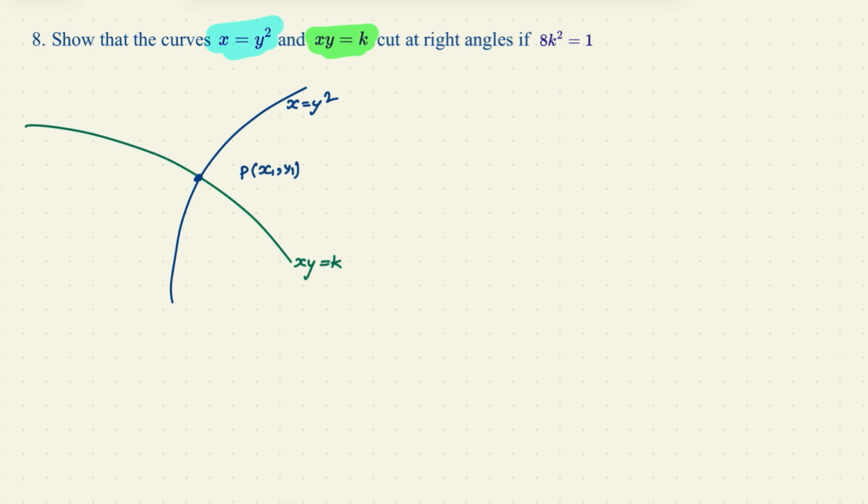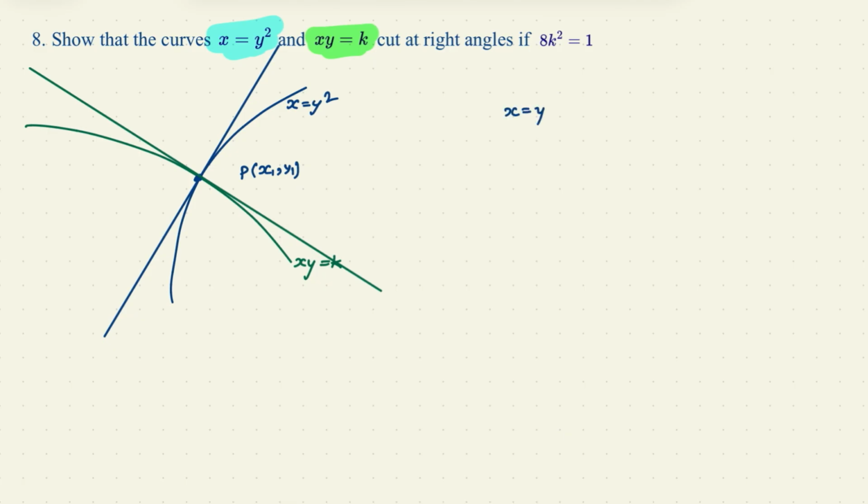Now the point is that if two curves are making right angles, that means if I make a tangent at this particular point P of both the curves, then those two tangents will make 90 degrees with each other. So here I made a tangent to x equals y square at point P, and this is the tangent to the curve xy equals k at the same point P. So the concept is that these two tangents will also make 90 degrees. So let us find the slope of these two tangents.